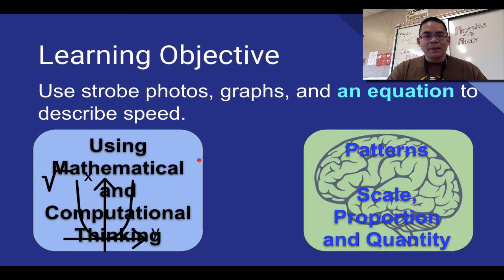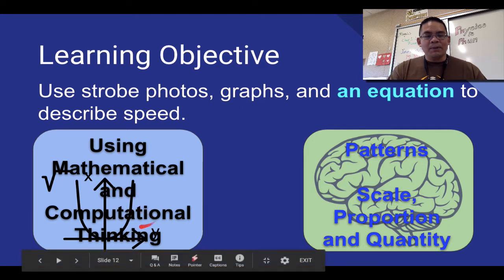So our learning objective: instead of using strobe photos like last time, now we're going to actually use an equation to describe speed. Our job is to use mathematical and computational thinking as part of our science and engineering practices, and we're going to look at patterns, scale, proportion, and quantity when doing our mathematics.